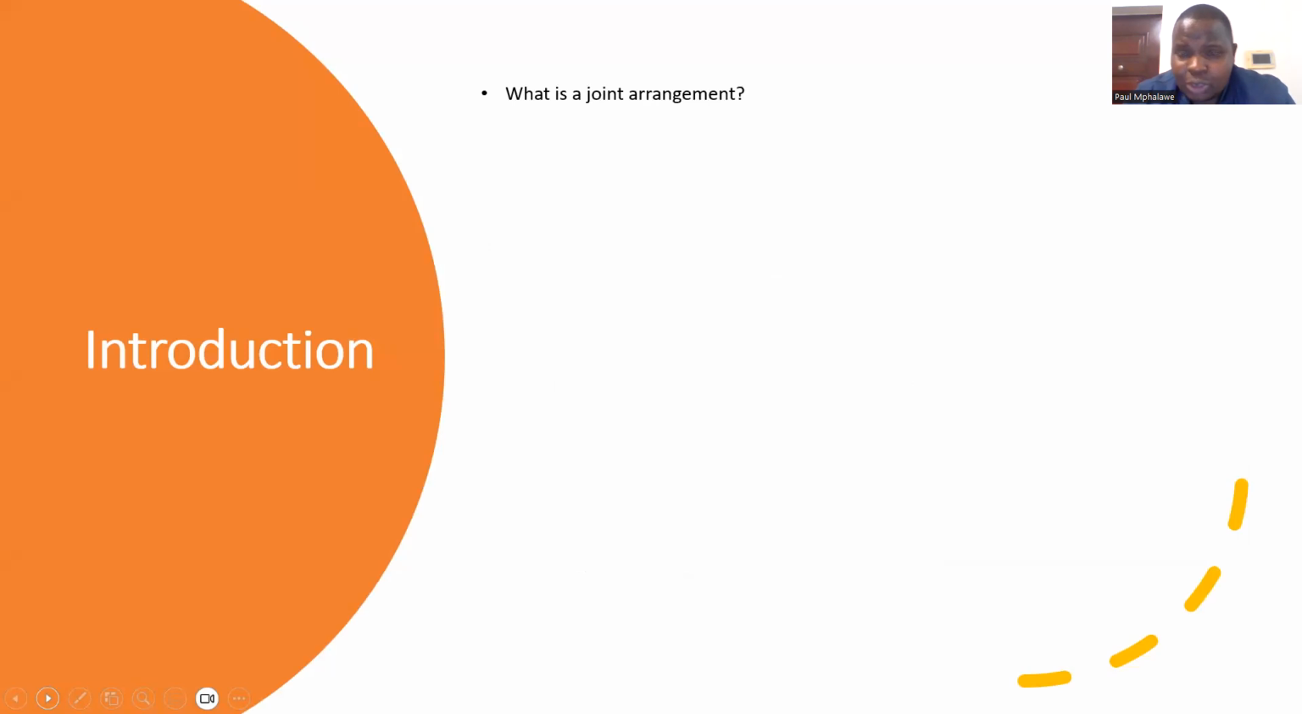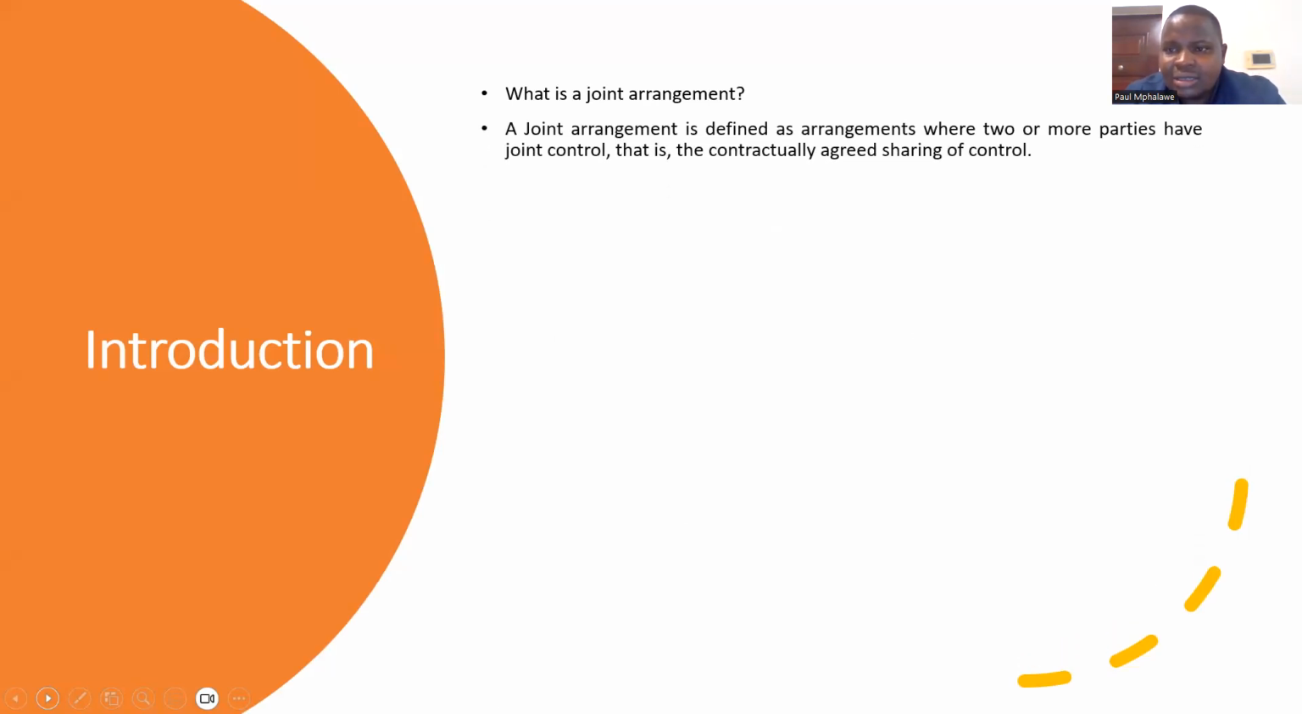When you talk about joint arrangement, what is it that we refer to? Basically, a joint arrangement is defined as an arrangement where two or more parties have joint control. The significance is joint control. If two or three people come together with a purpose of doing business and they agree that they're going to have joint control, that is contractually agreed, or they agree to share the control, that, my friends, is a joint arrangement.